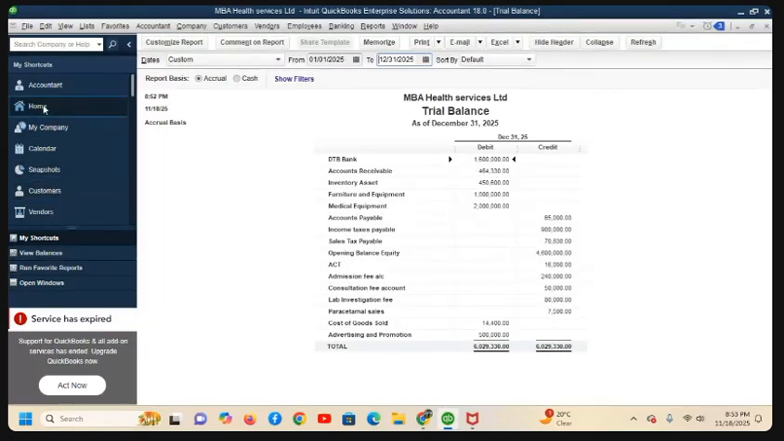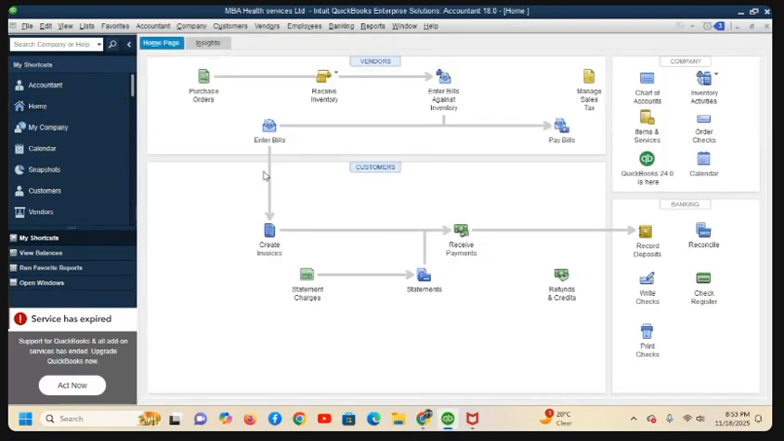So now let's go and make payments. Let's go and receive payment.